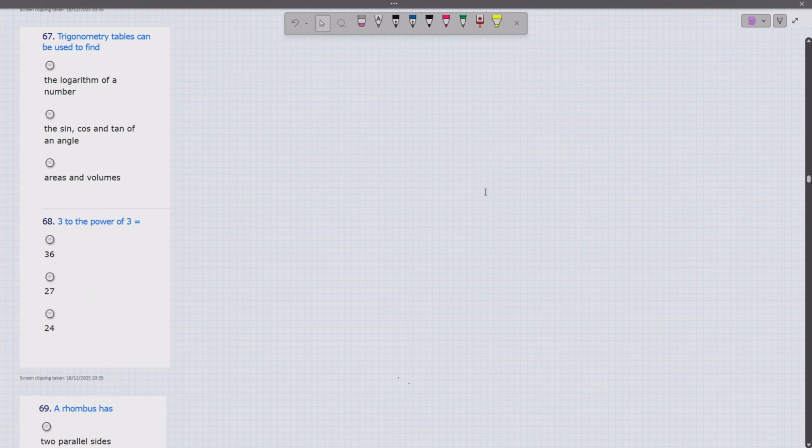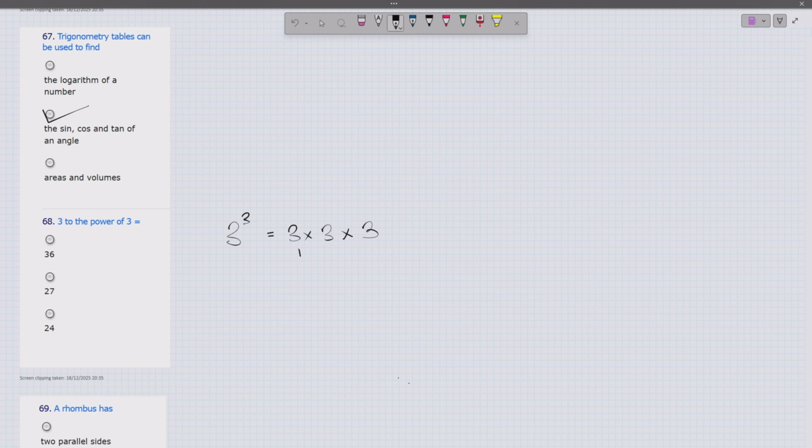Trigonometry tables can be used to find the sine, cos, and tan of an angle. 68. 3 to the power 3. It's quite easy. 3 to the power 3 means 3 times 3 times 3. 3 times 3 gives you 9, times 3 gives you 27.